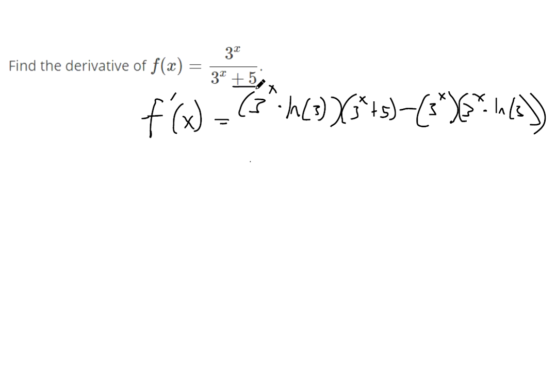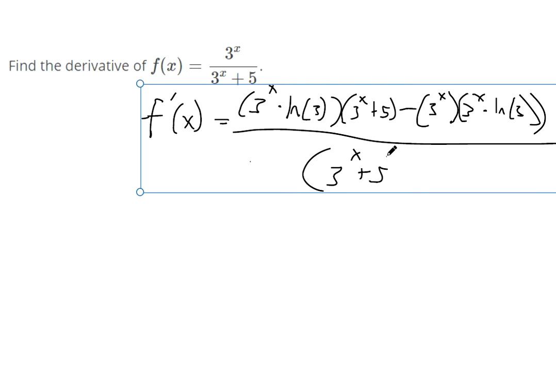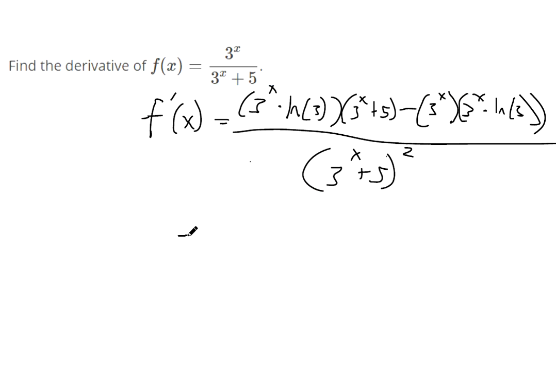And then the derivative of 5 with respect to x is 0. And then it's all divided by the bottom function squared. So we can clean that up. Man, after some of the problems in this textbook, we're algebra masters, so this is child's play to us, right? So this is all one term. We could distribute it. So we can distribute that here, distribute that here.